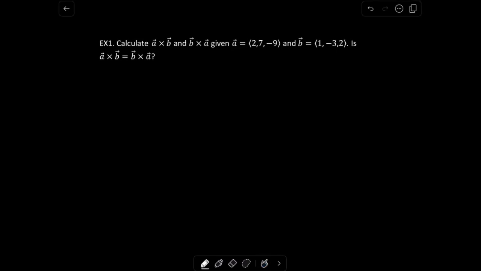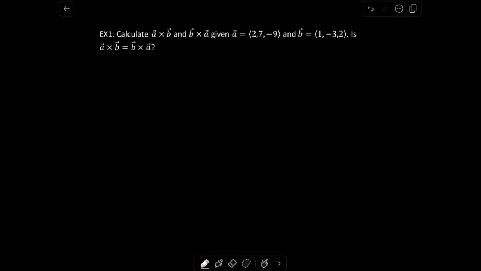All right, exercise 1. We're going to calculate the cross product of A and B, and then we'll calculate B times A. Notice that there is a difference in order. You'll have to calculate these two, and here are your vectors A and B. Then I want you to check at the end whether A times B is the same as B times A. All right, let's do this example.